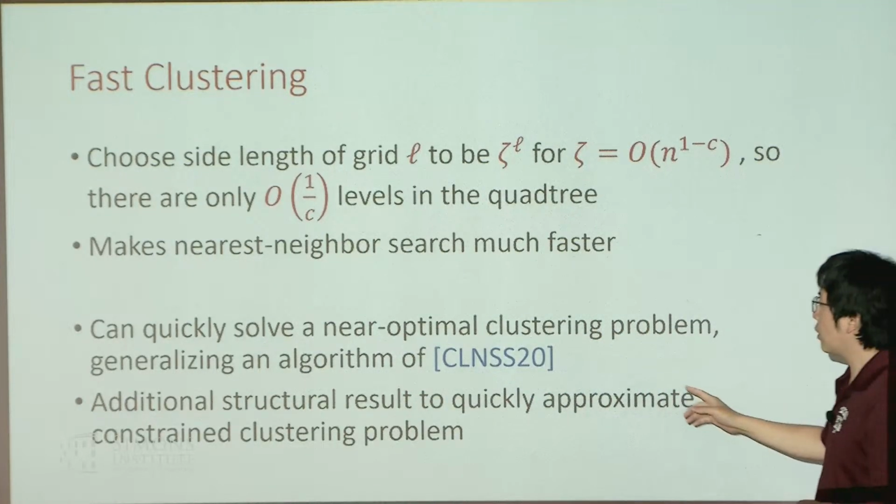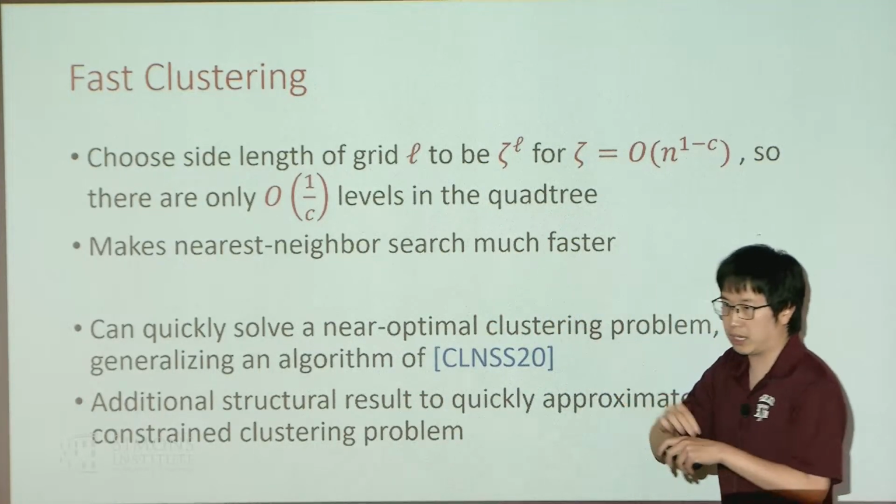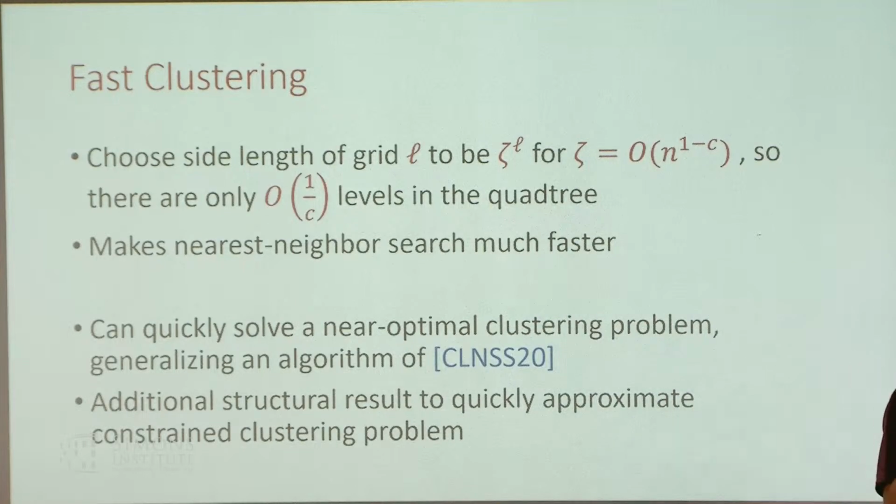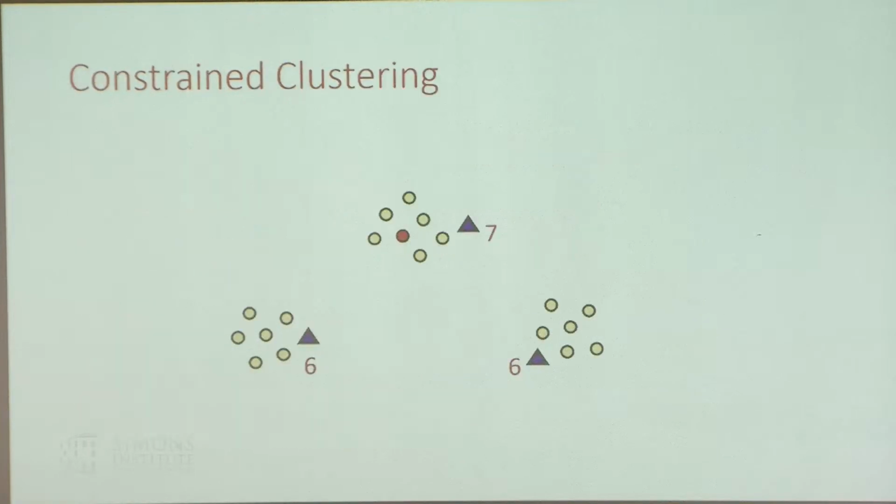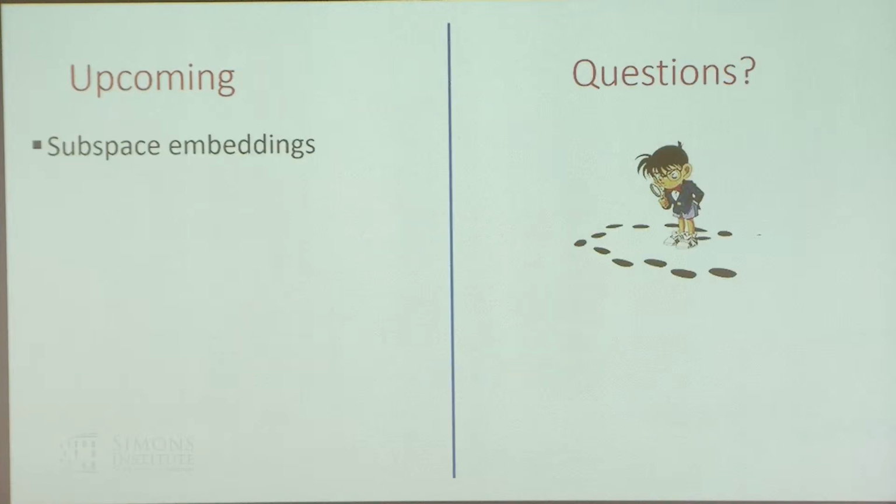And that means that we can do nearest neighbor search much faster because there's only a small number of grids that can go up and down. And that implies that we can quickly solve a near optimal clustering problem. And we also use some additional structure to quickly approximate the constrained clustering problem. So maybe in the interest of time, I'll skip past these properties. Yeah, and I'll briefly stop for questions. Otherwise, I'll go into subspace embeddings.